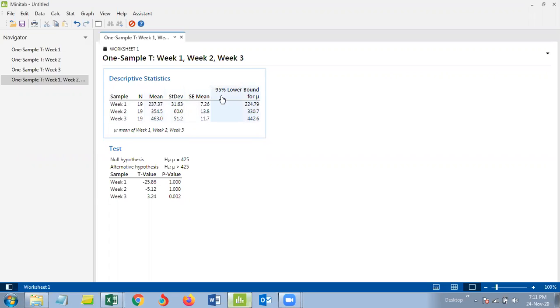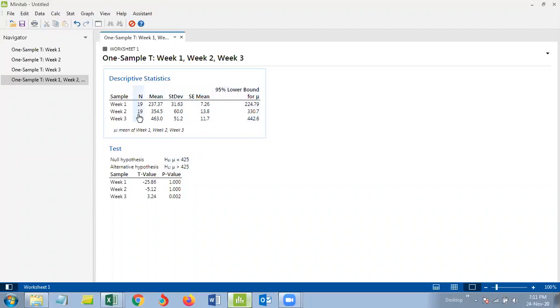What it says is that we are 95% confident that from whatever process you're picking up these samples, your average can go lowest up to 224. For this sample, the average is 237, but we're 95% confident that the overall process average can go lowest up to 224. That's where we are way off from the target of 425.